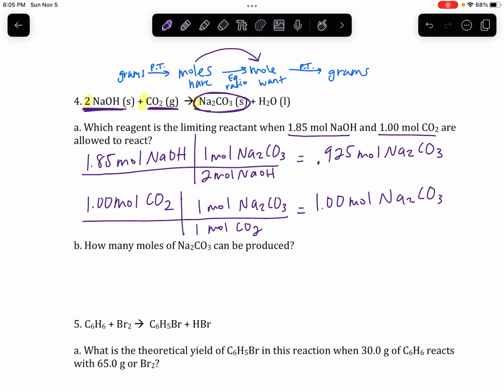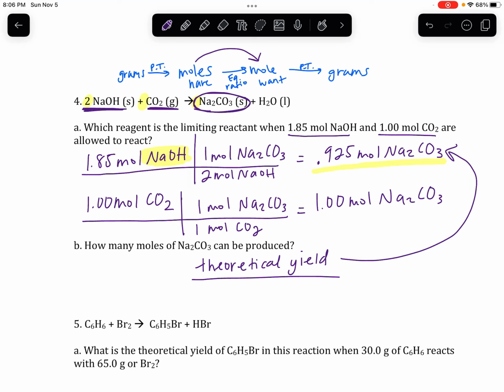Okay, so remember the limiting reactant, this produced the smallest amount. So my limiting reactant is NaOH, sodium hydroxide, because I ran out before I could get to 1 mole. So I know that that's my limiting. The next question just asks me how many moles can be produced. So this is what we call that theoretical yield, right? Theoretically, how much should I be able to make? And that is what we already solved for, right?